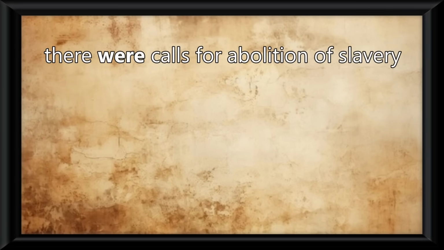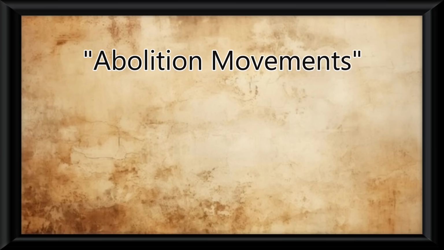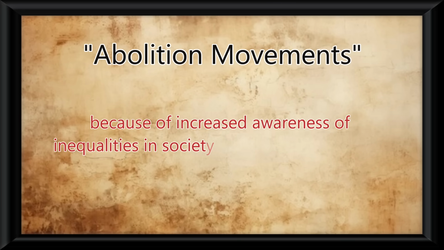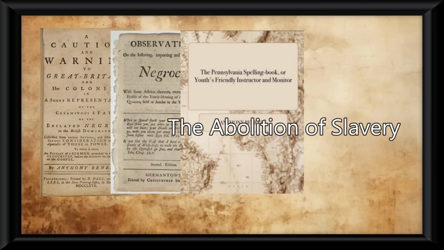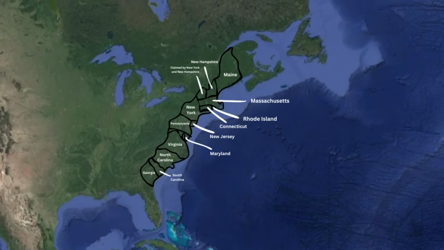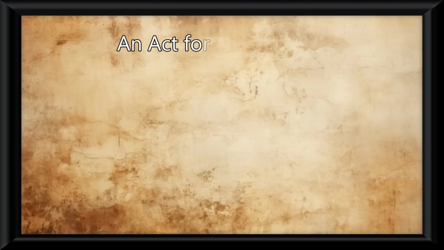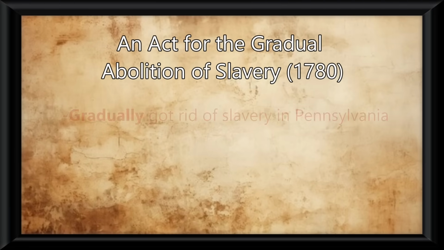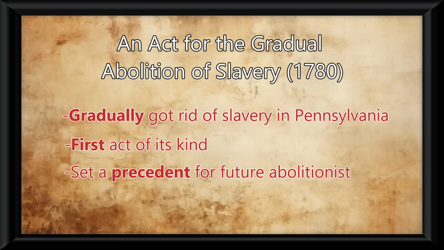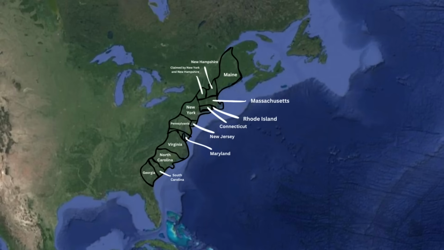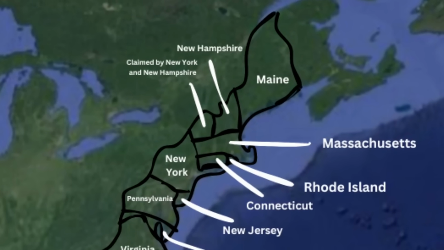Well, one of the things often glossed over about the revolution is that there were calls for abolition of slavery, hence garnering the name abolition movements. The reason for this was because of increased awareness of inequalities in society, and of course the Enlightenment, which caused people like Anthony Benezet before and through the revolution to continue writing books calling for the abolition of slavery. It did end up working, but only in little states like Pennsylvania, where they passed an act for the gradual abolition of slavery, which gradually got rid of slavery in Pennsylvania. This was the first act of its kind and set a precedent for future abolitionist movements. There were also many other abolition movements in other northern territories like Massachusetts.